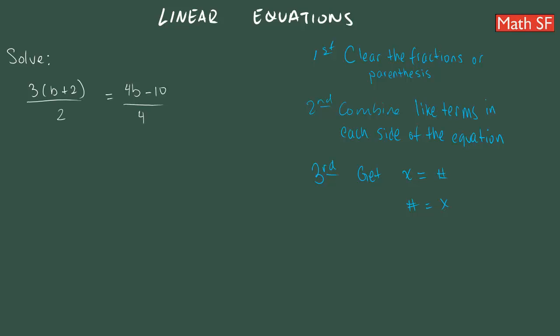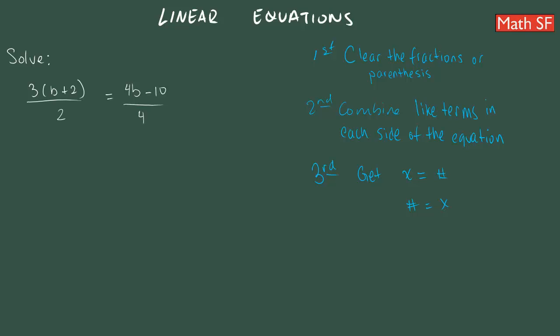Linear equations. So we need to get rid of these fractions, correct? Because that's the first step of linear equations. Now, how are we going to get rid of these fractions? By finding the LCD. What is the LCD between 2 and 4?